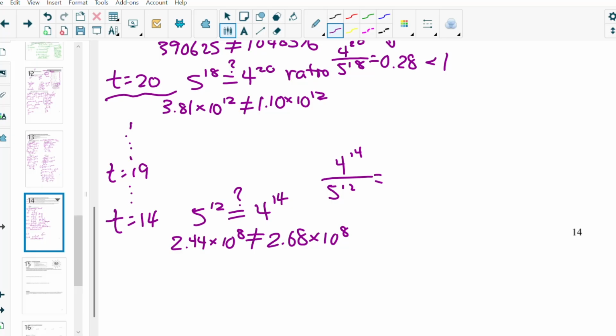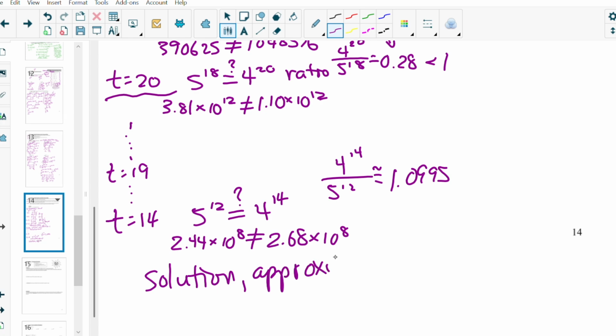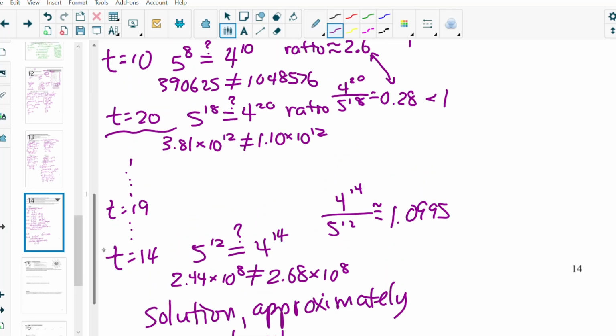4 to the 14th divided by 5 to the 12th. Super close, folks. That's a ratio of about 1.0995, so we are close. Okay, so I'm going to call the solution approximately t equals 14.